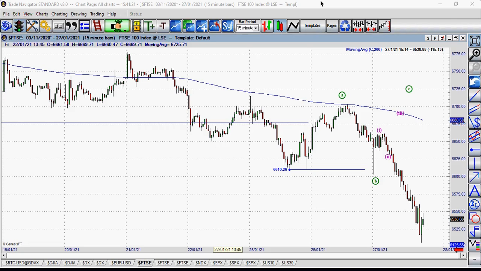Okay, I wanted to update you on the analysis I published this morning. Earlier, I sent a video explaining that there was a potential rally for today. Today is the 27th of January. We opened lower, broke below the previous low, and I thought that was a pattern A, B, and C, which is an expanded flat.